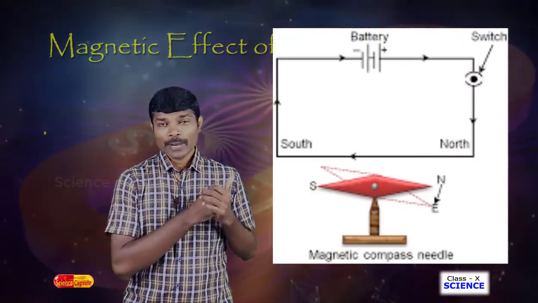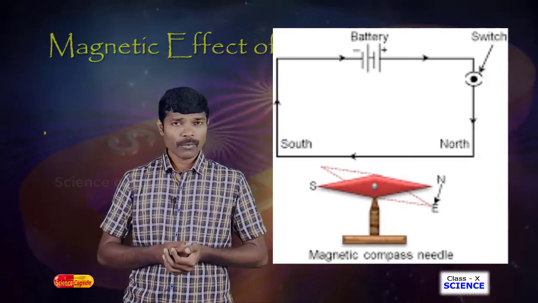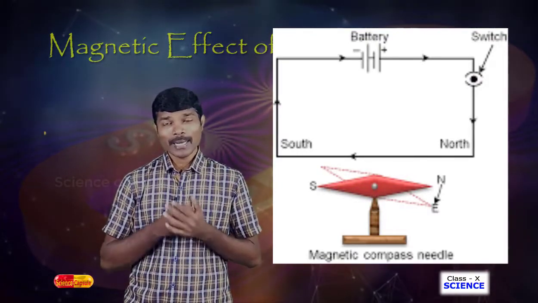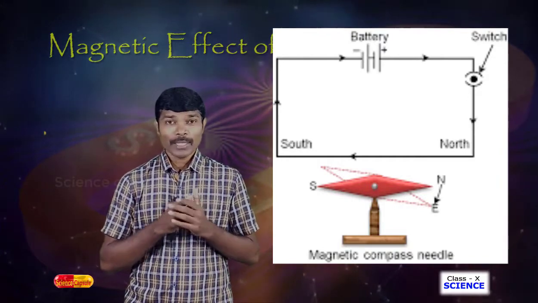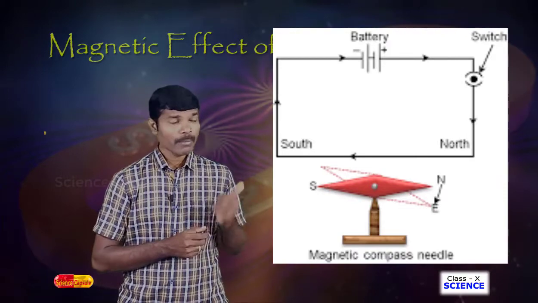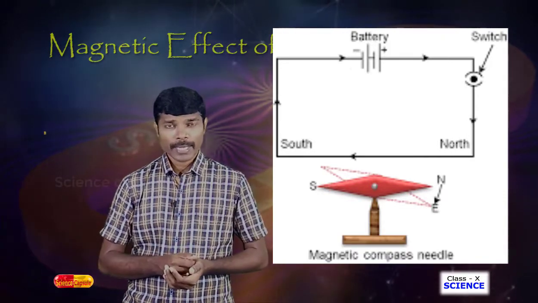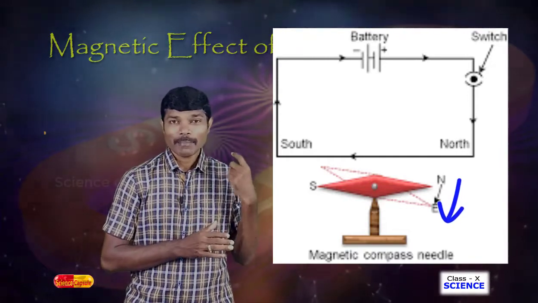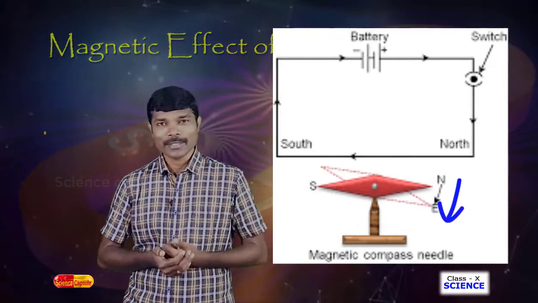Here the wire is in the north-south direction. A magnetic compass is placed parallel and above the wire. Now when the electric circuit is switched on, the electric charges start to flow from the north to south direction. In that case you can see very well that the magnetic compass needle deflects towards east.